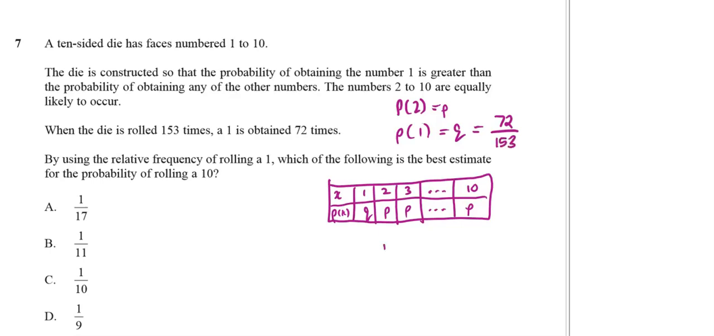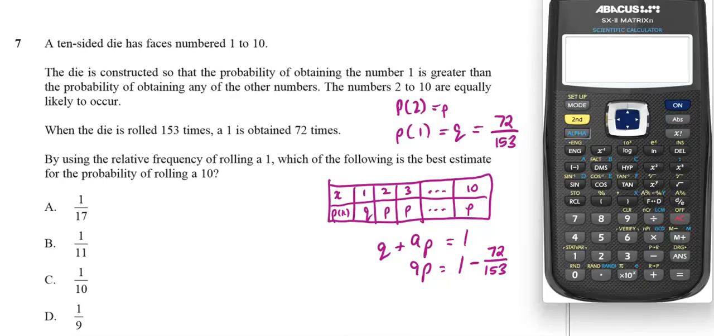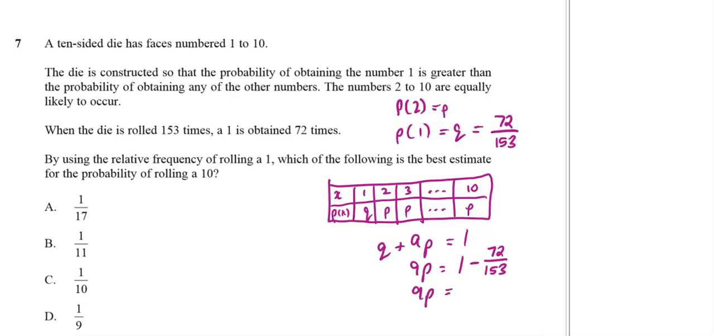So the probability of obtaining a 1 plus the probability of obtaining all the other numbers has to add to 1. 9p equals 1 minus Q, which is 1 minus 72 on 153, which equals 9/17. So 9p equals 9/17, 1p equals 1/17. The answer is A.